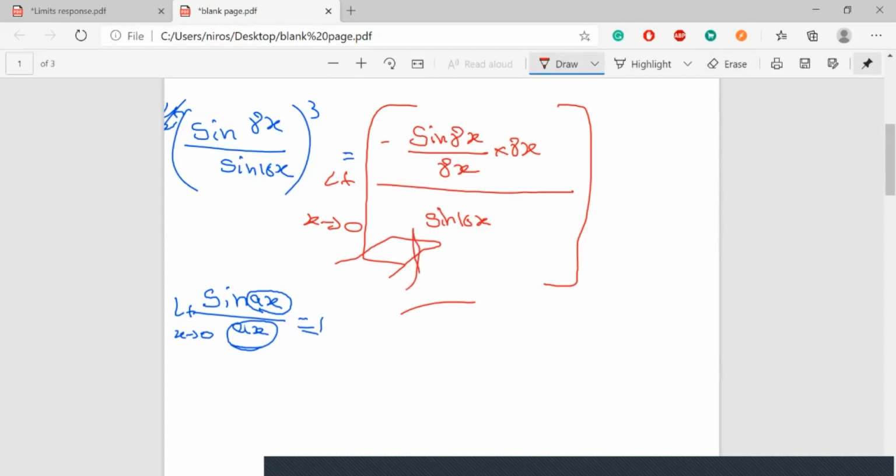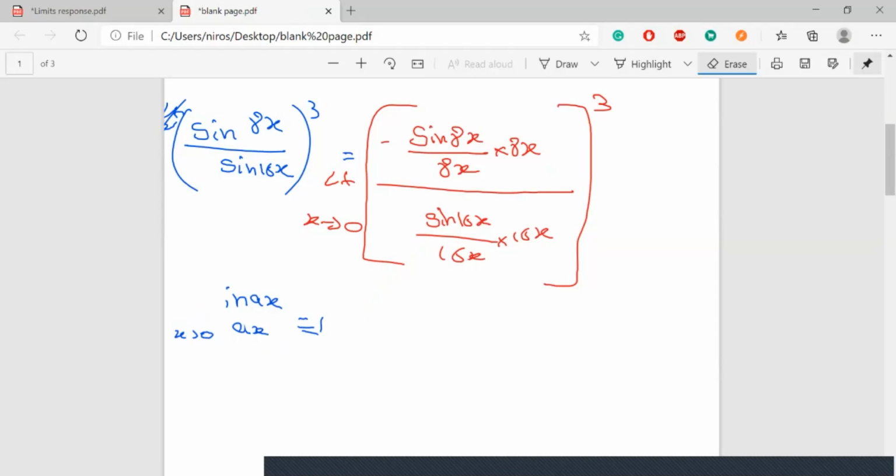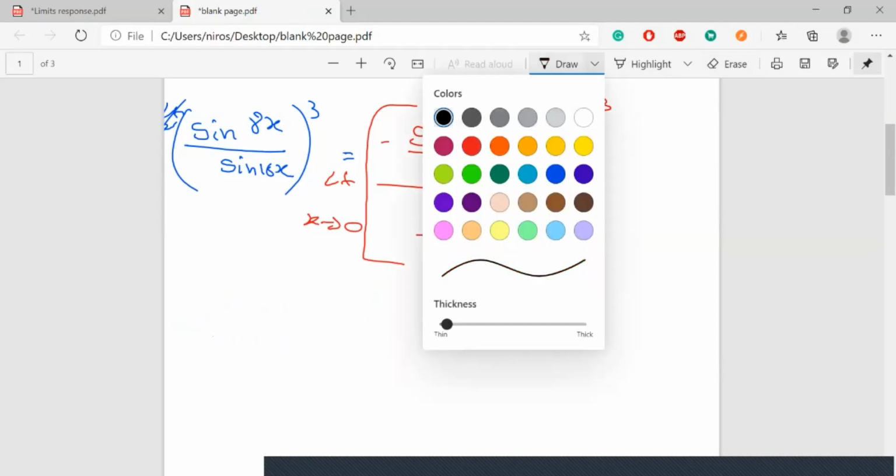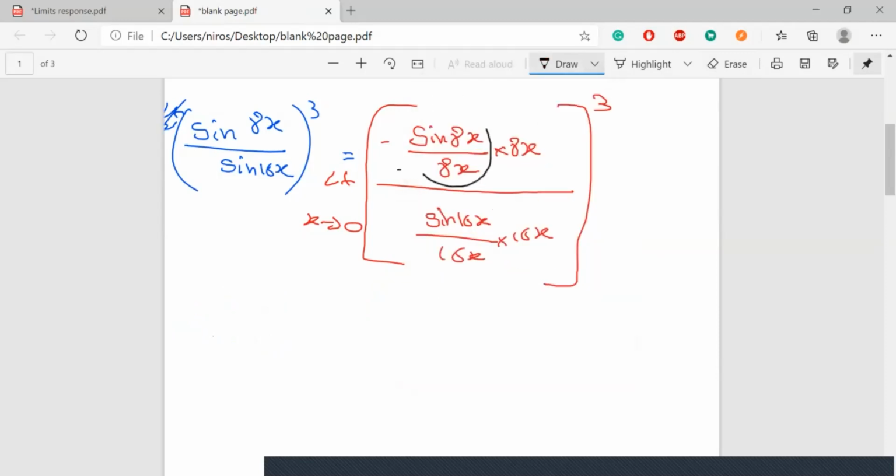So sine 16x divided by 16x, multiplied by 16x, correct? Whole cube. Don't forget this whole cube. Now just send the limits inside. If you send the limits inside, this whole thing becomes 1.